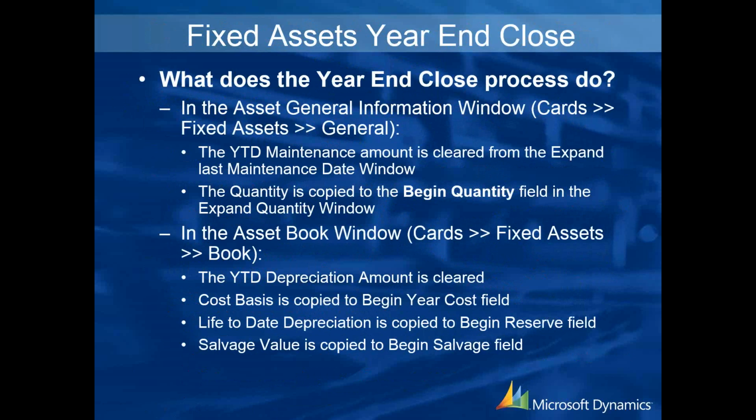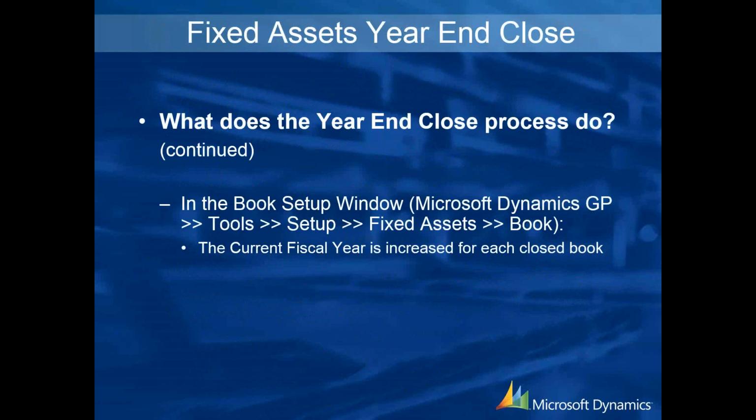cleared from the Expand Last Maintenance Date window. The quantity is copied from the beginning quantity field in the Expand Quantity window. In the Asset Book window, cards, fixed asset, and book, the year-to-date depreciation amount is cleared. The cost basis is copied to the Begin Year Cost field. Life-to-date depreciation is copied to the Begin Reserve field, and the salvage value is copied to the Begin Salvage field. So again, just moving amounts from one bucket to another.